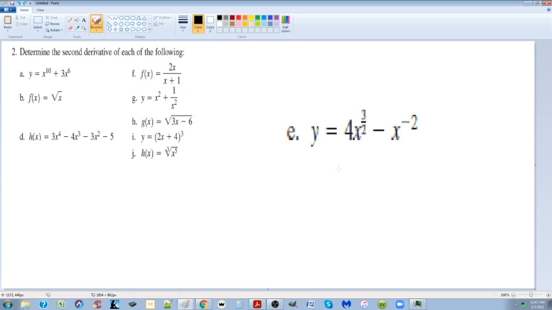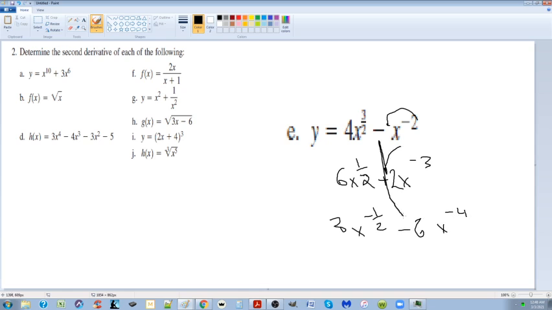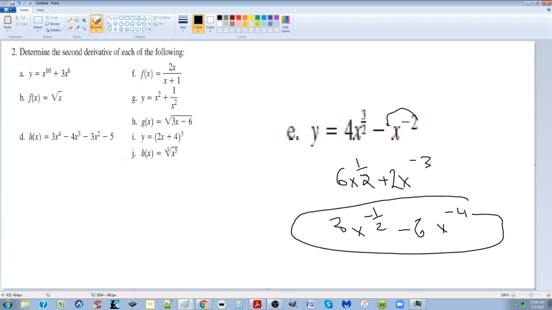So when this comes down, it becomes 6x, and this becomes to the half. How did that happen? Well, the 3 multiplied by the 4, 12 divided by 2, 6. And this comes down, makes it positive x to the minus 3, and that's positive 2. Minus 2 times minus 1. Okay, and the next derivative, so try to remember that this is a half, that's why note taking is better. So now this becomes 3x to the negative half plus, minus 6x to the negative 4. Now notice this sign switch back and forth. So that's it there. That's the second derivative.